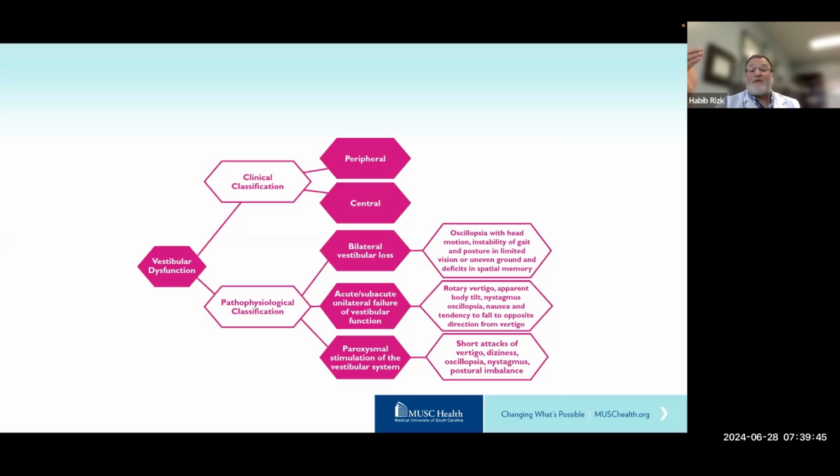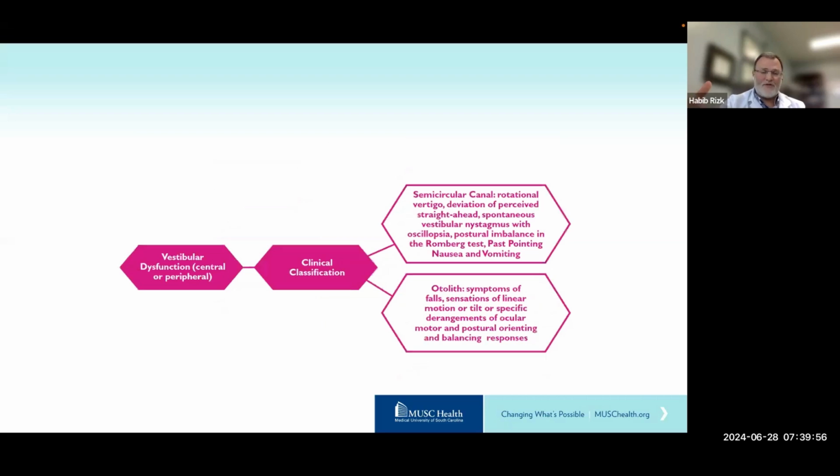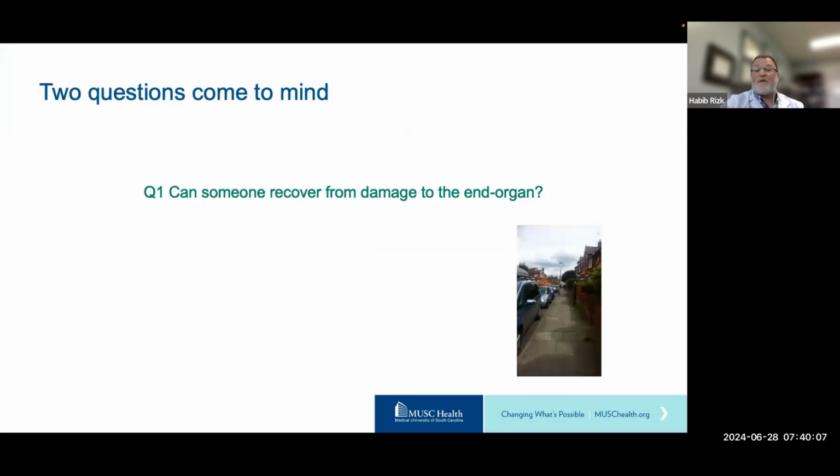Instead of talking about peripheral and central, we should probably look at pathophysiological classification. Is it a bilateral loss? Is it an acute loss? Is it a paroxysmal loss? And even more interestingly, can we attribute the symptoms and what we're seeing to a semicircular canal disruption or to an otolithic disruption, regardless of whether it is peripheral or central?